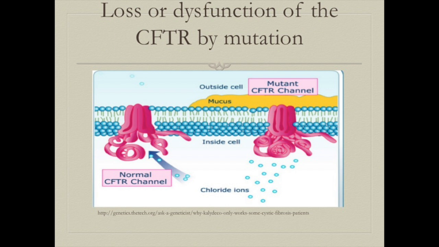So what happens when CFTR is dysfunctional by mutation? A normal functioning CFTR channel moves chloride ions to the outside of the cell, while a mutant CFTR channel doesn't, causing a sticky mucus to build up on the outside of the cell.